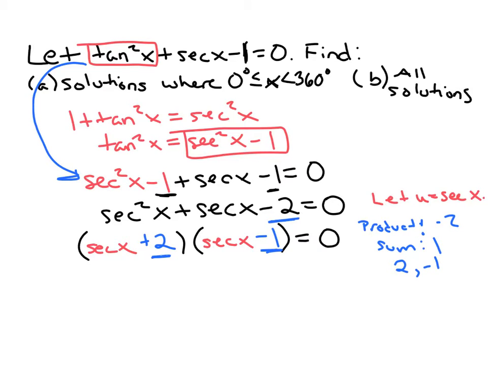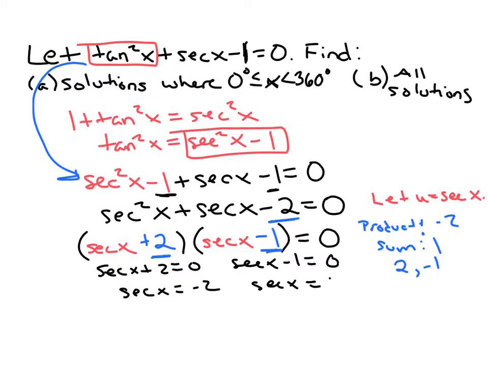It's always a nice idea to think through the FOIL to double check that we've factored this correctly. Secant times secant gives us secant squared. Outside gives us minus secant, inside gives us plus 2 secant, so that's plus 1 secant, and last gives us minus 2. Great. Now we should set each factor equal to 0. So secant x plus 2 equals 0, or secant x minus 1 equals 0, and then move the constant to the other side. Secant x equals negative 2, or secant x equals 1.